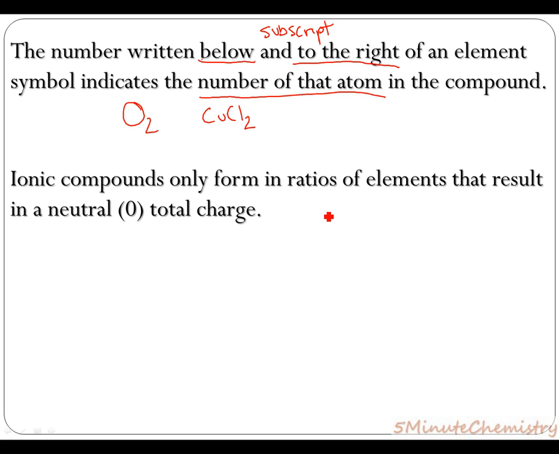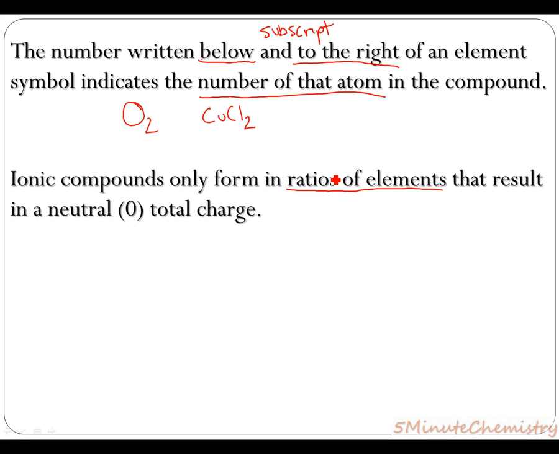Now, related to this, to help us figure out what the appropriate ratio of elements is, we know that ionic compounds will only form in ratios of elements, okay, so comparing the elements that form neutral total charge. So if we look at our example above, ionic compounds, we look at the oxygen, O2, this is a nonmetal and a nonmetal, so this doesn't apply. But copper is a metal, chlorine, nonmetal. This means these are a positive and a negative ion, and they have to essentially balance each other out.